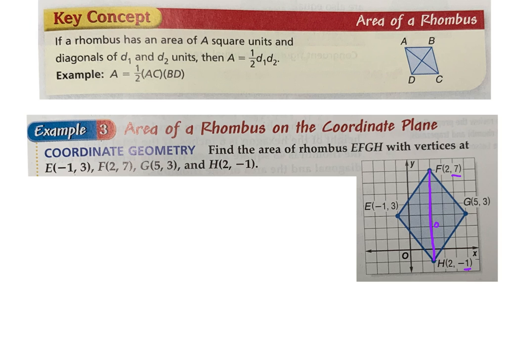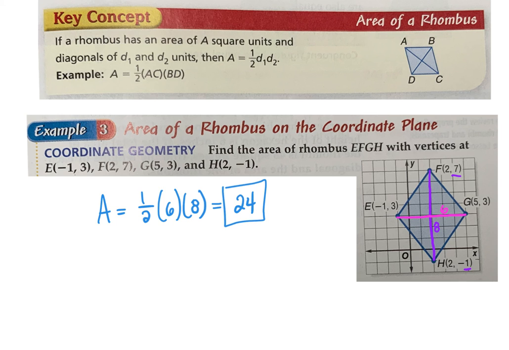So this diagonal is going to be 8. And then if I want to go this diagonal, I'm going -1 to 5. And so that diagonal there is going to be 6. So diagonals are much easier in this case. The area of this particular rhombus is going to be 1/2 times 6 times 8, which is, of course, 24.